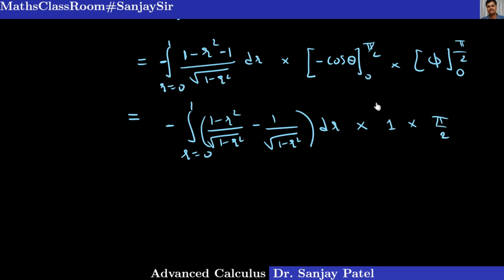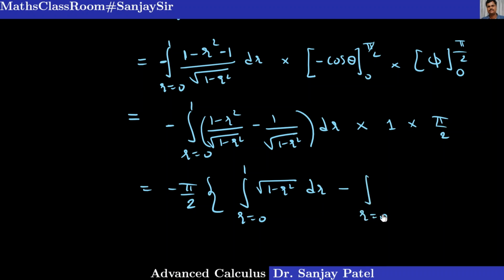The value of this integral is 1, and value of this integral is pi by 2. So finally what I will get here is minus pi by 2 into integral r equal to 0 to 1. This we can write as square root of 1 minus r square dr, and minus integral r is equal to 0 to 1 upon square root of 1 minus r square dr. Okay, so now it is a simple problem to find the value of this integral.